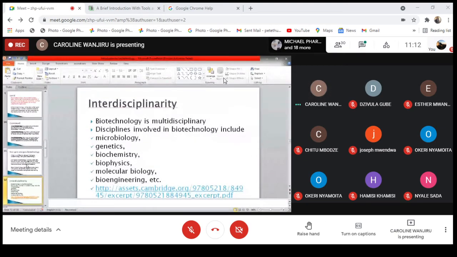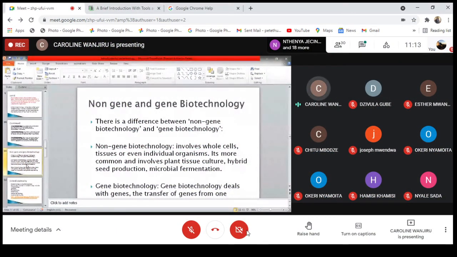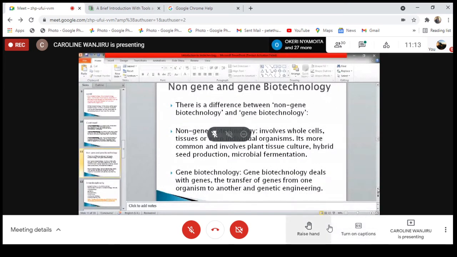Before we continue, I'm sure right now you're wondering, what is this biotechnology? Does it have to do with genes, or does it not? Actually, there's a difference between non-gene biotechnology and gene biotechnology. So what is non-gene biotechnology? Non-gene biotechnology involves whole cells, that means you don't go inside the cell, tissues, or even individual organisms. It is more common and involves plant tissue culture. For example, in Kenya, for those of you who come from Central, there's a lot of tissue culture bananas. That is non-gene biotechnology. It doesn't have anything to do with the genes. There's no modification of the genes.